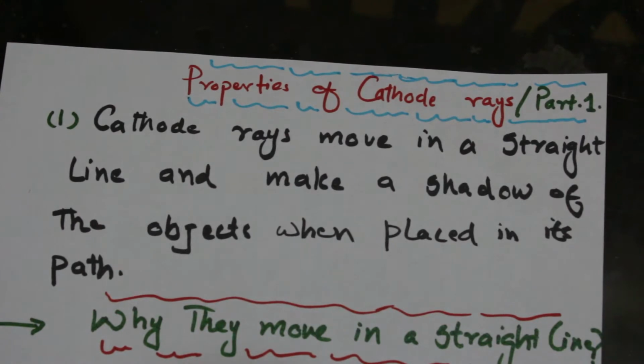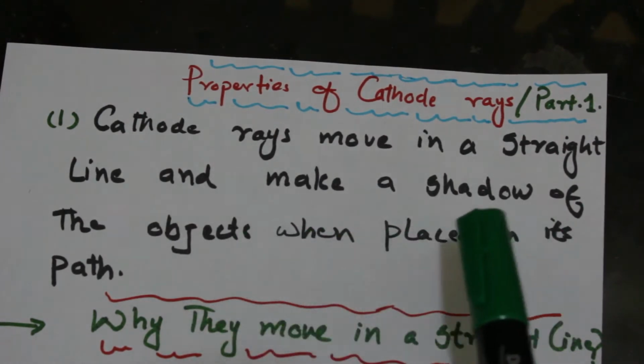Today we are going to discuss some of the basic properties of the cathode rays. In our previous video and our previous lecture, we have discussed two properties of the cathode rays. If you are interested to know about those properties, you can go back and watch those videos to understand the nature of those properties. Today we are going to discuss one more property of the cathode rays, and what is the property. So let's get started.